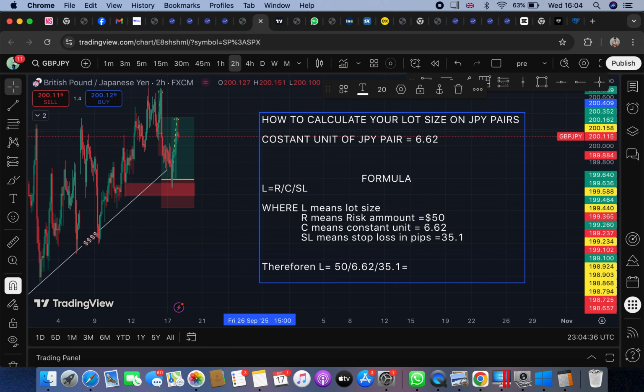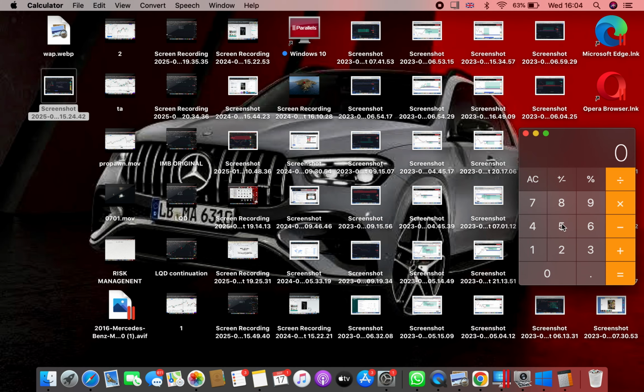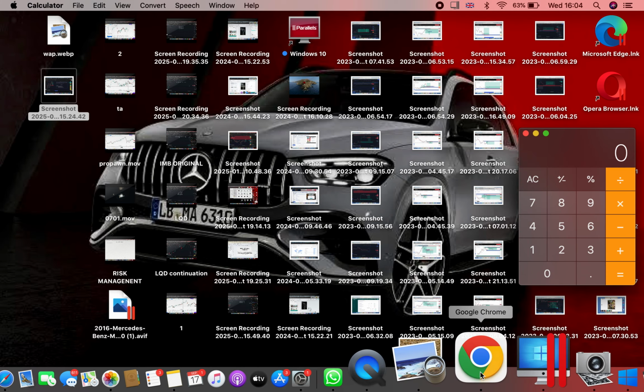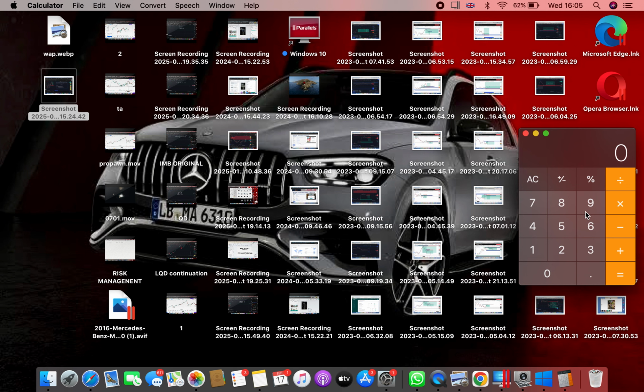Now we have to invite our calculator, because I'm not that good in maths to divide this in my head. So we bring in our calculator. What are we looking for? We're looking for 50 divided by 6.62 divided by 35.1. So we say 50 divided by 6.62.